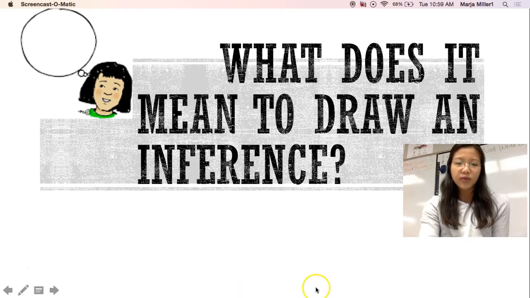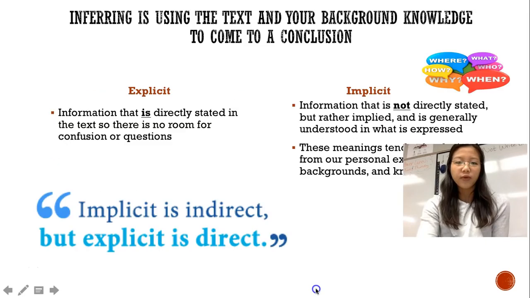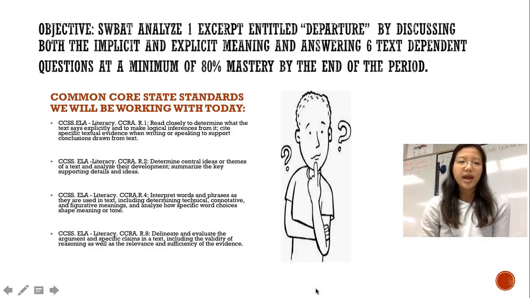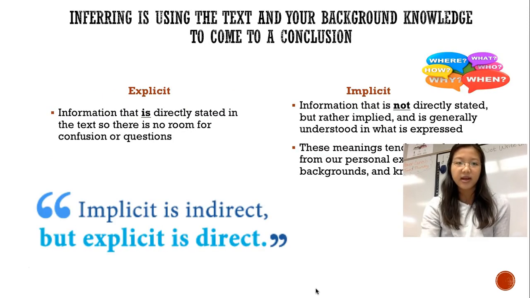Moving on, today we will be working with 4 different Common Core standards, and those 4 Common Core standards are related to reading. We will be able to find implicit and explicit meaning in text, and by using those 2 types of thinking, we will be able to make inferences about what we read. So to be more specific, inferring is using the text and your background knowledge to come to a conclusion. It involves making educated guesses, and in other words, inferring is actually reading in between the lines.